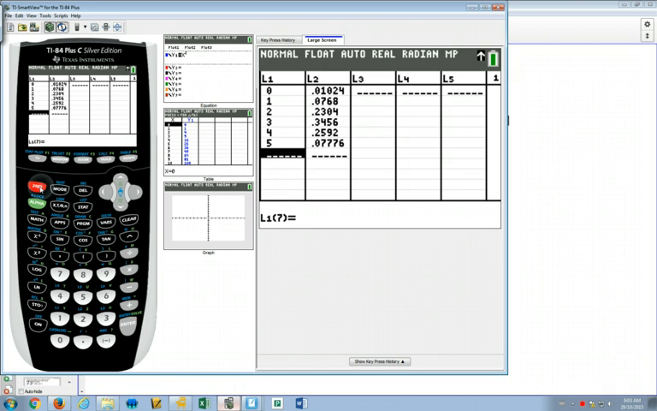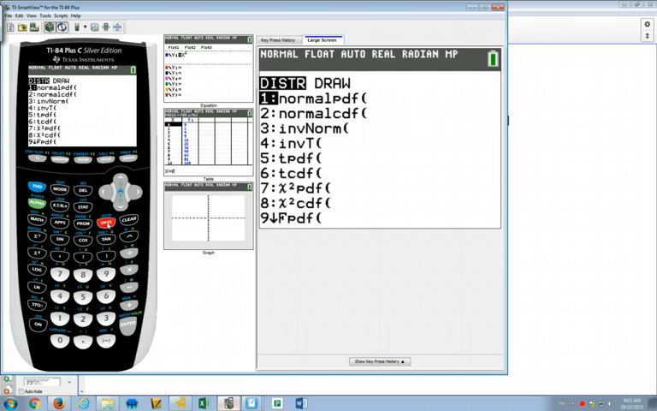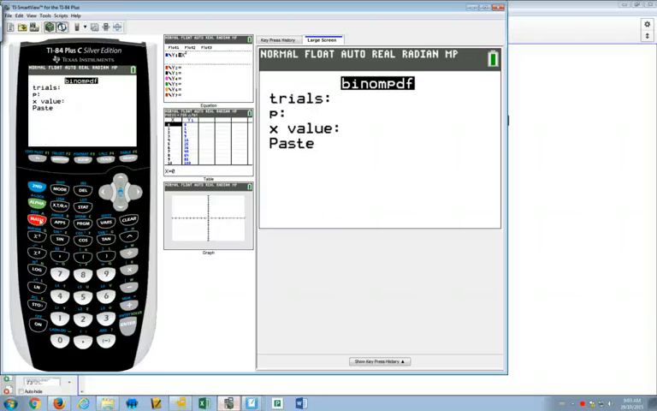Now another thing we can do with this binomial PDF, so if I go back to distribution, I think it was the letter A, wasn't it? Ooh, cool. This time it came up like that. Did yours come up like this? Okay. So number of trials, what do we have? We had 5 trials, probability of success 0.6.